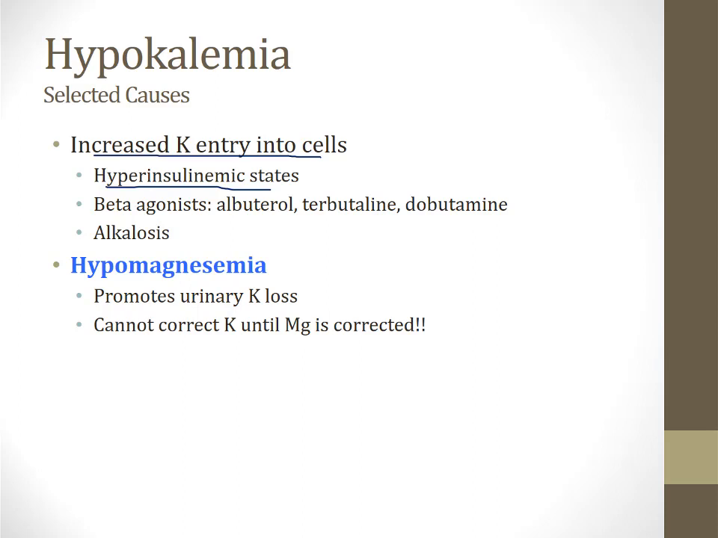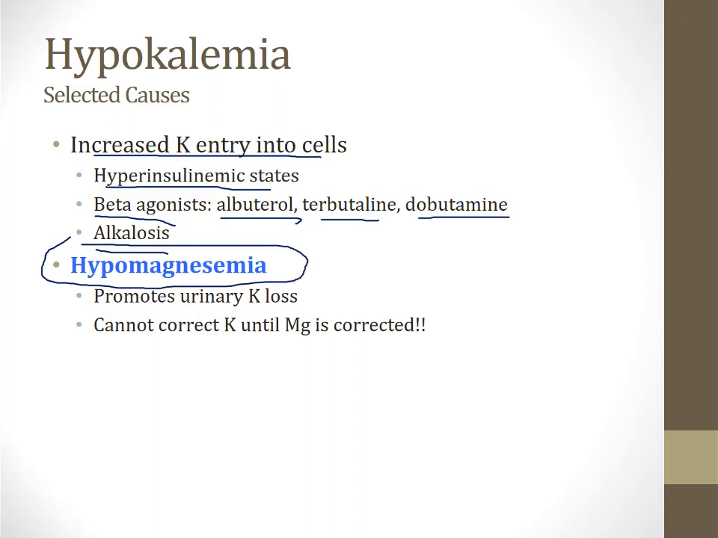In addition, we talked earlier about how beta blockers can cause hyperkalemia. Beta agonists can cause hypokalemia. So drugs like albuterol, terbutaline, or dobutamine, which activate beta receptors, can drive potassium into cells. And then finally, earlier we talked about how acidosis was associated with hyperkalemia and alkalosis is associated with hypokalemia. And then finally, a low magnesium level or hypomagnesemia is a famous cause of hypokalemia.